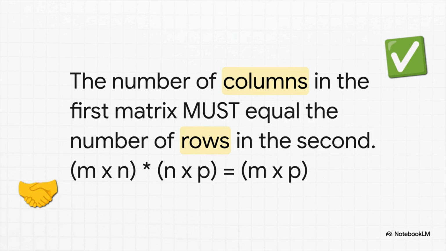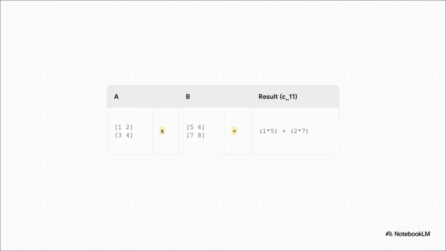This is it, the golden rule. To multiply two matrices, the number of columns in the first one has to be the exact same as the number of rows in the second one. So you can multiply an m by n matrix with an n by p matrix. See how the two inside ends match? They kind of cancel each other out, and your new matrix will have the size of the two outside numbers, m by p.